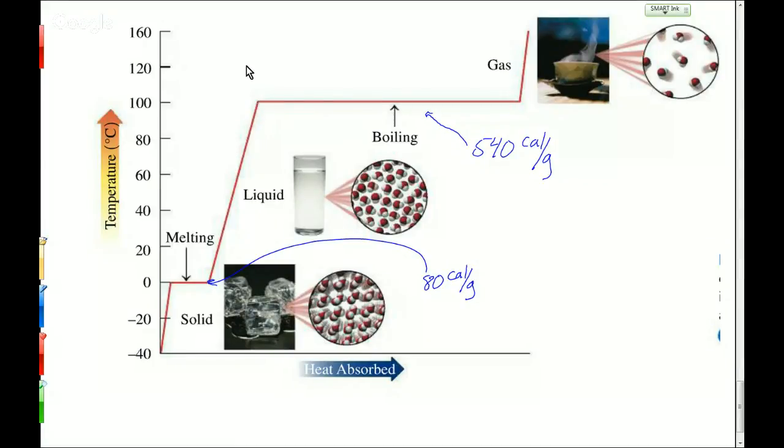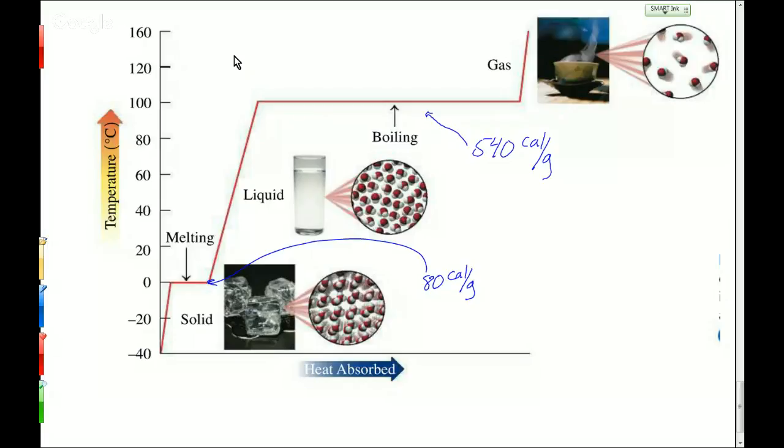Okay, so let's talk about these processes in terms of the language we used last time, talking about exothermic or endothermic processes. So exothermic, remember, means heat is released, and endothermic means heat is absorbed. So is boiling an exothermic or an endothermic process? Boiling is endothermic because you have to put energy in to get it to boil. You see that?